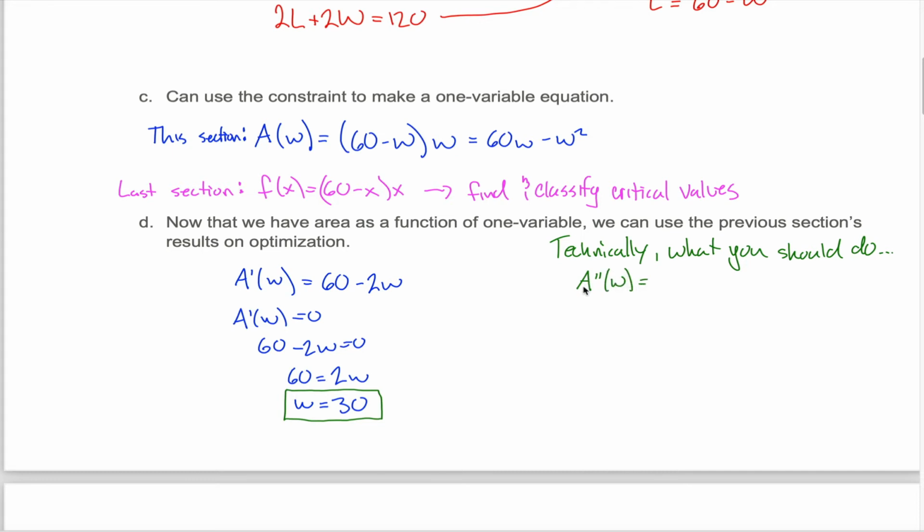The second derivative is just the derivative of the derivative, and the derivative of 60 minus 2w is just negative 2. So I want to evaluate my second derivative at my critical value when w equals 30. I copy this equation right here and change all the w's into 30s. Well, there are no w's on this side of the equation. I have a constant function, so the second derivative is just equal to negative 2.